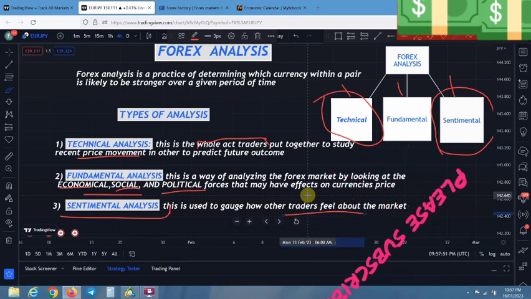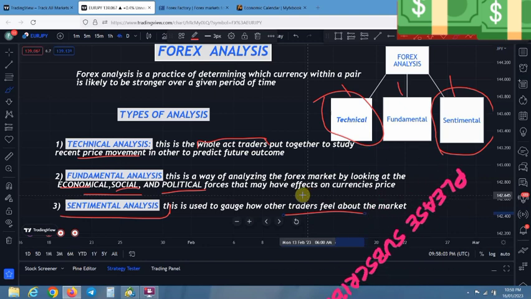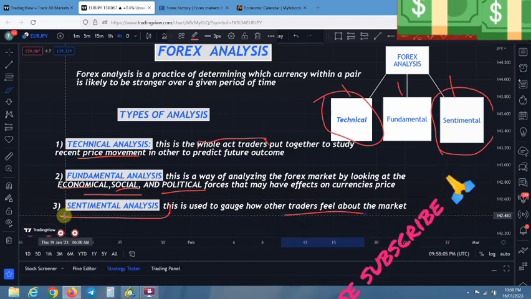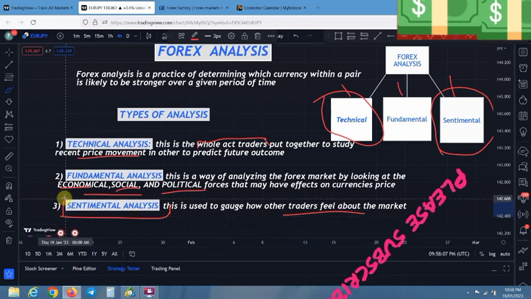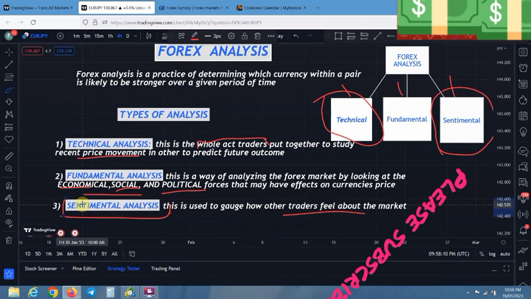It doesn't mean that you're wrong, it doesn't mean that I'm wrong. It's just that we have different views of how the market looks. The market might be acting the same way, but we have different views as traders. That is why sentimental analysis is very, very important, because if you're able to determine how a particular trader is feeling about the market, then you can determine how a very large number of traders are going to be feeling about this market.